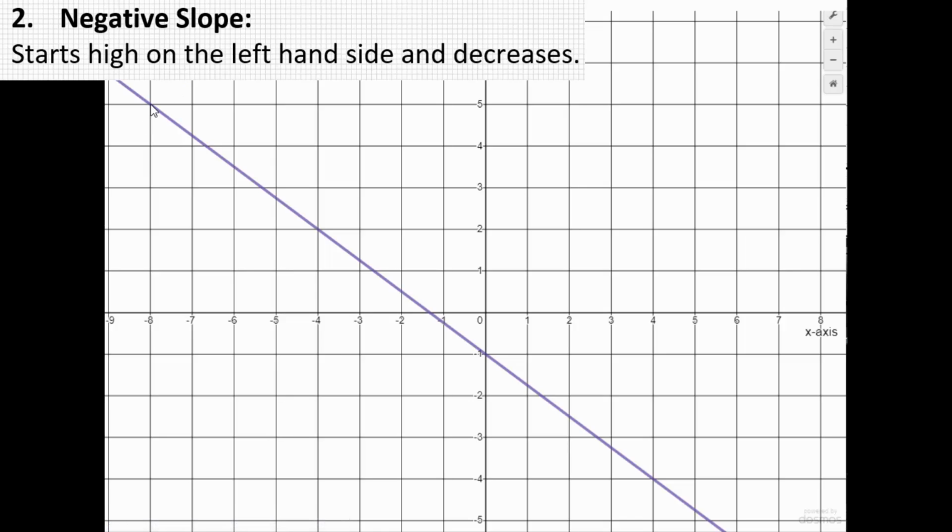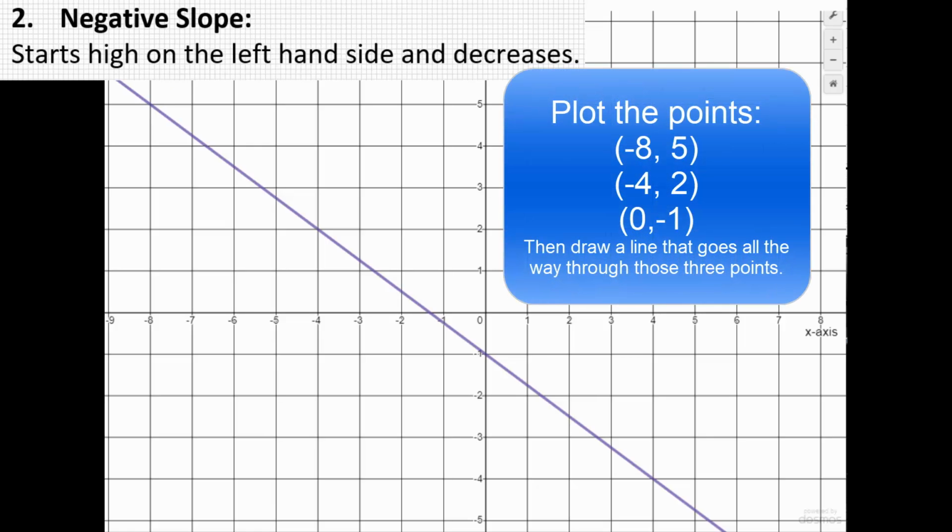So points of intersection, so I see a point here at -8, 5. So we'll mark that point. I see a point here at -4, 2. So we'll mark that point as precisely as we can. You might be more precise on pencil and paper than I am with a mouse. And I also see 0, -1. And if your graph allows for it, I see another one at 4, -4.